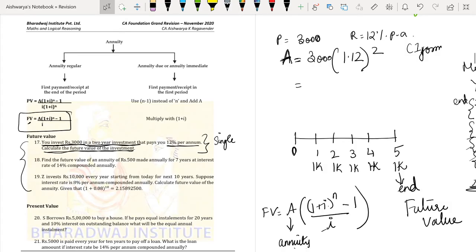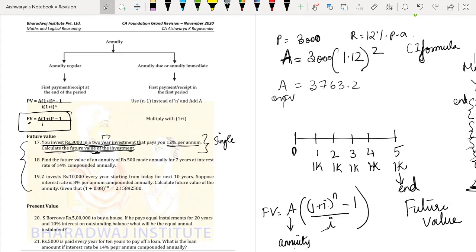Why did I use the CI formula? Even in CI, they can ask you the future value. Why? Because it's a 2-year investment. After 2 years, how much value are you going to get? That is the question asked. It is not talking about multiple investments. It is not talking about investments being made every year. Are you understanding? So we have used the CI formula. Just calculate 1.12 squared into 3000. You get 3763.2. This is your amount or your future value.